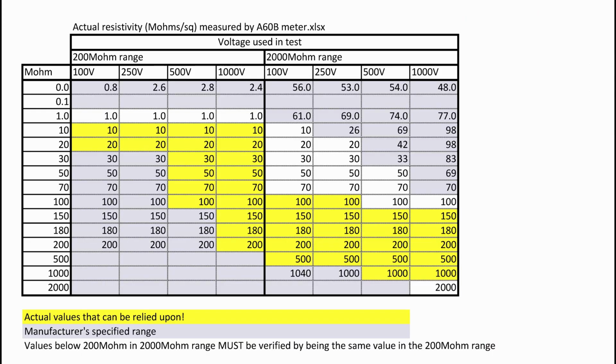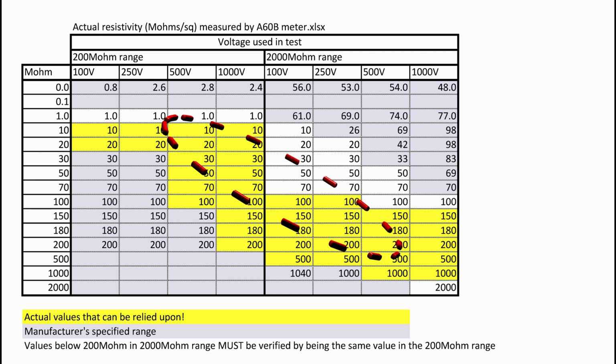As you can see here, it's totally inaccurate at high voltage on the 2 gigaohm range and semi-unreliable at high resistance, low voltage on the 200 meg range. It's this band through the middle that is sort of accurate.